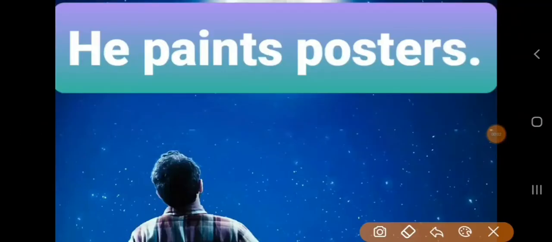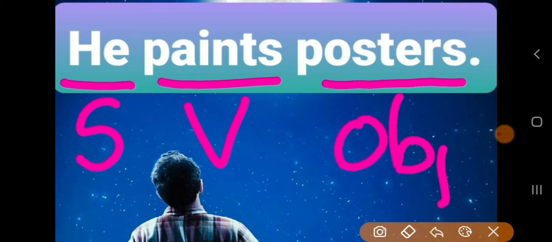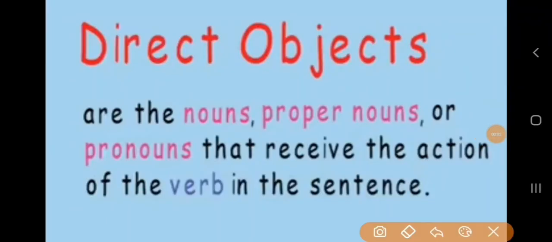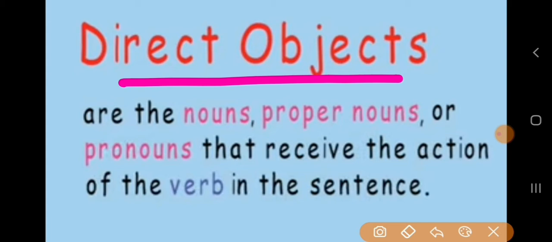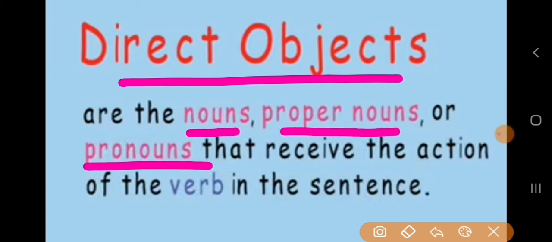He paints posters. Children, in this sentence, he is the subject, paints is the action verb, and posters is the object. So, a sentence is generally divided into subject, verb, and object. That is direct or indirect object. Direct objects are the nouns, proper nouns, or pronouns that receive the action of the verb in the sentence.